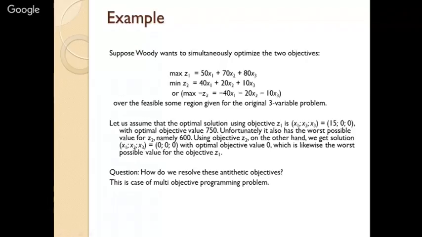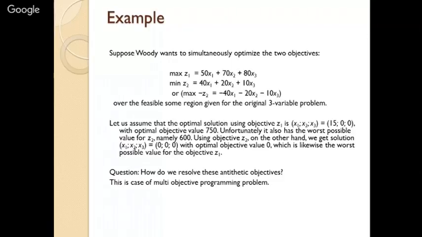So if we consider the first objective function as a separate objective function, we will have this solution, and the value of the objective function is 750. If we put this solution into the next objective function, unfortunately it also has the worst possible value for Z. For Z2, it is 600. It means the optimal solution for the first objective function is worse for the second objective function. Right?